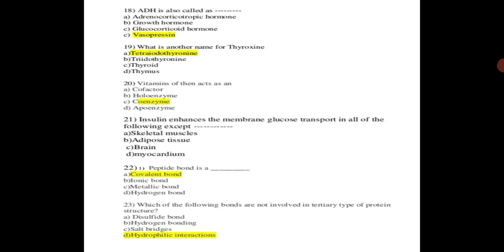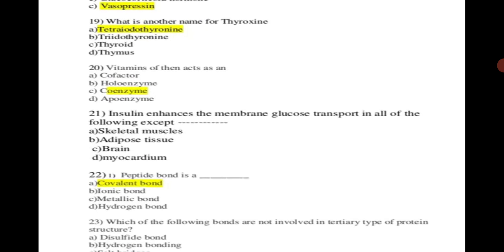So vitamins are acting as coenzymes. Then question number 21: Insulin enhances the membrane glucose transport in all of the following except. It is also a repeated question. The answer is option C, that is the brain.